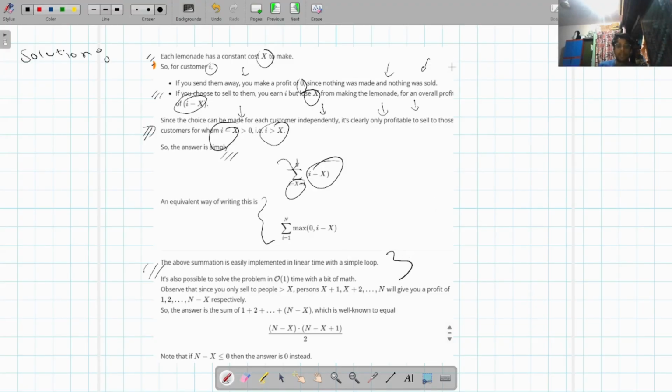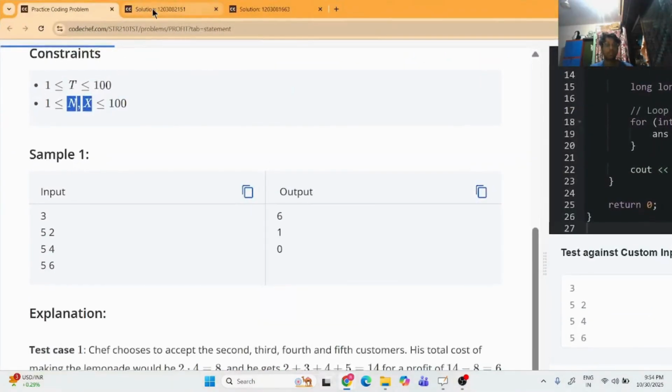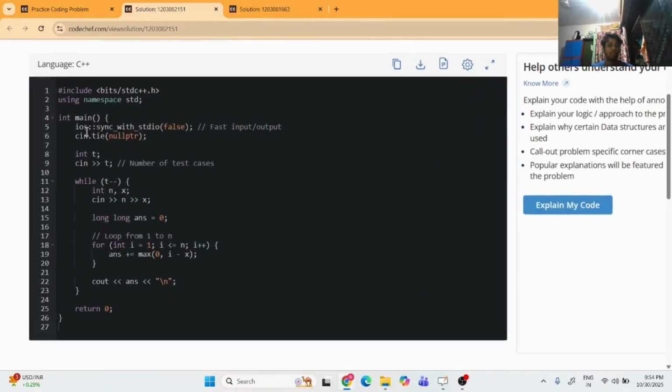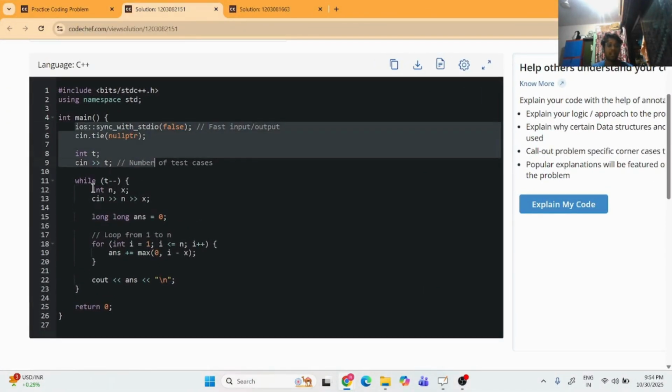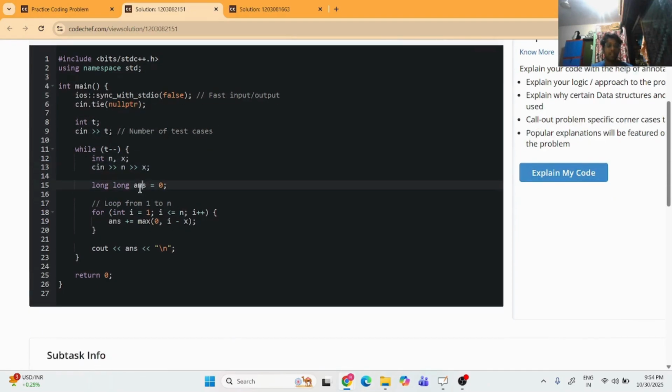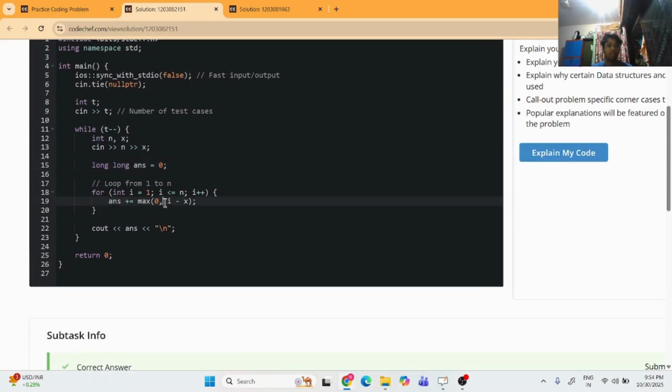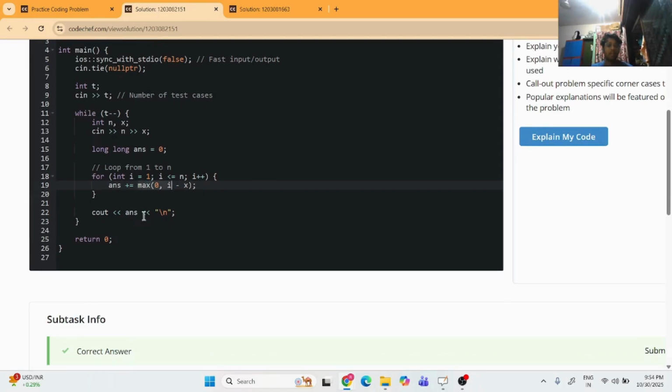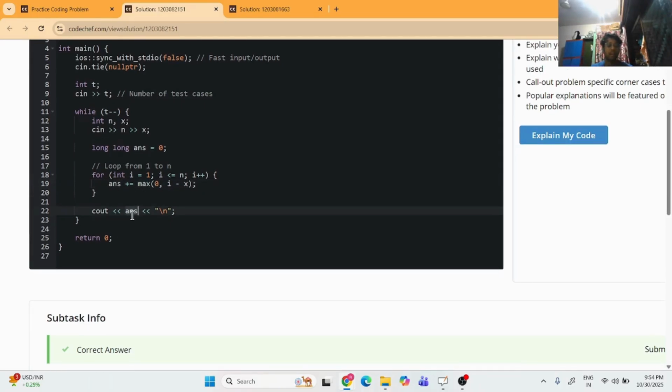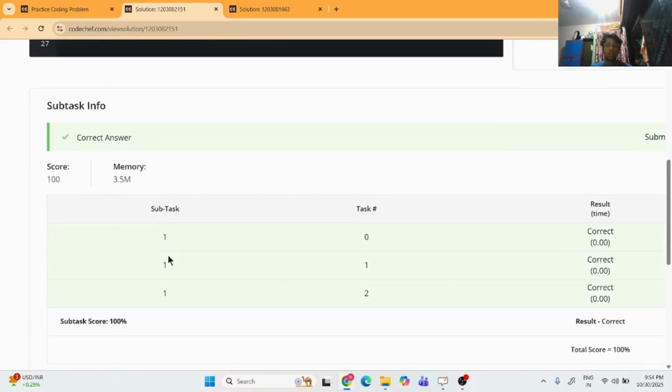Simple guys. So I think the solution is pretty much clear. Now let's move toward the simple C++ code. So this is my simple C++ code. I took the input for all the test cases as well as N, X. I initialize answer equal to 0. I'm running a for loop and I'm doing answer plus max of 0, i minus X, and at the last I'm simply printing my answer. And as you can see, guys, I have got my C++ code.